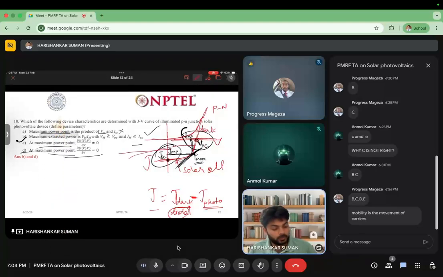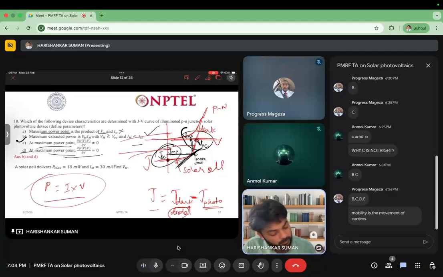Okay, so let's see the next question. Let's say we calculate one question. A solar cell delivers a maximum power of 18 milliwatt, and the maximum current is 30 milliamp. Find the V max. You know power is equal to I into V. So you have to find V max. Please apply this formula and find out the answer.